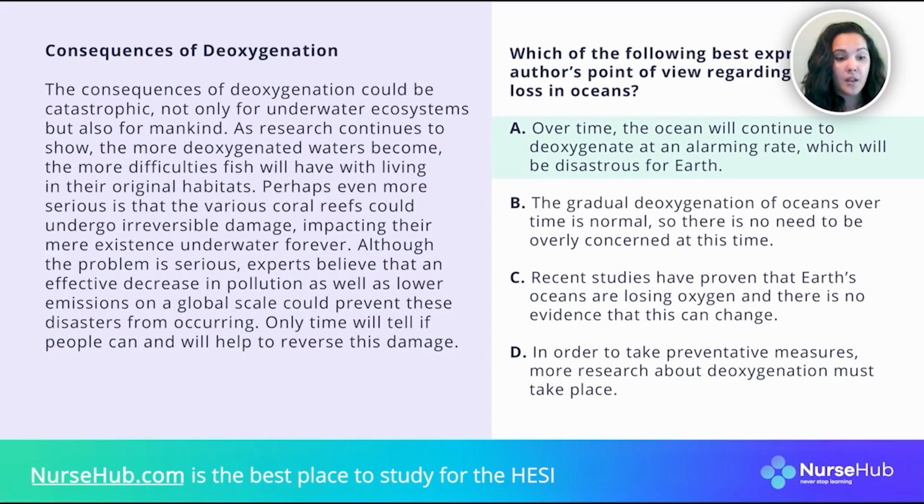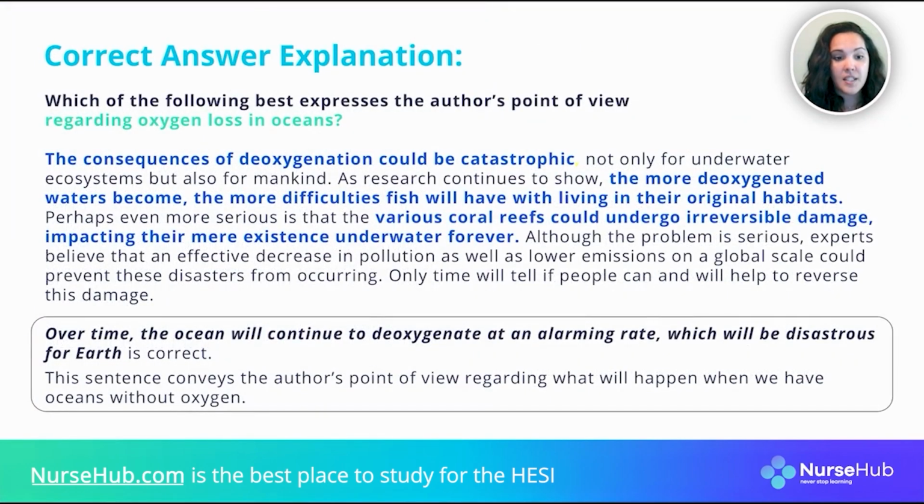Here's the correct answer. Over time, the ocean will continue to deoxygenate at an alarming rate, which will be disastrous for Earth. So this sentence conveys the author's point of view regarding what will happen when we have oceans without oxygen, and the information I've highlighted for you on your screen supports that.